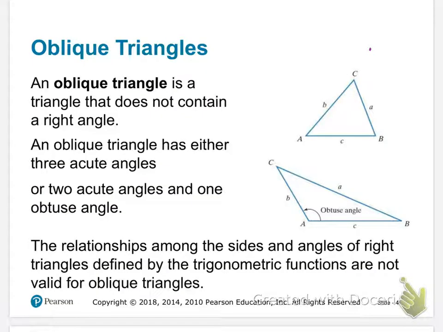As you're used to, we start out with some definitions. So an oblique triangle is a triangle that does not contain a right angle. The oblique triangle has either 3 acute angles or 2 acute angles and 1 obtuse angle, which makes sense. So those are the only options if you're not having a right angle. The relationships among the sides and the angles of a right triangle defined by the trigonometric functions are not valid for these triangles. So we can't use our traditional ones.